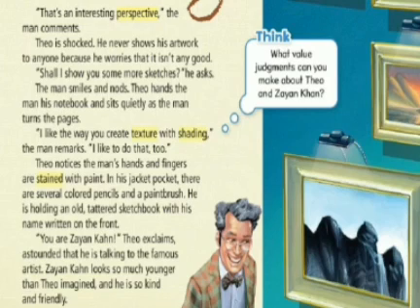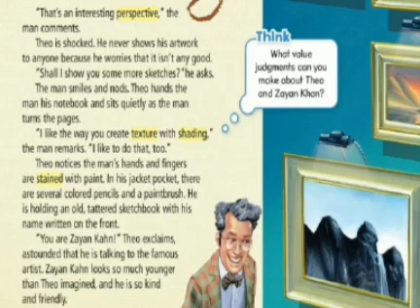"Shall I show you some more sketches?" he asks. The man smiles and nods. Theo hands the man his notebook and sits quietly as the man turns the pages. "I like the way you create texture with shading," the man remarks. "I like to do that too." Theo notices the man's hands and fingers are stained with paint.